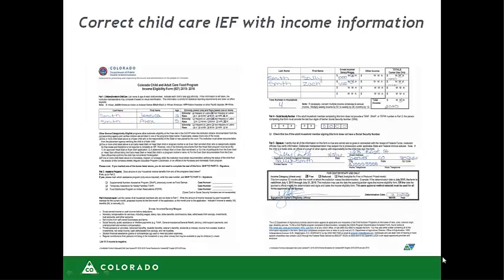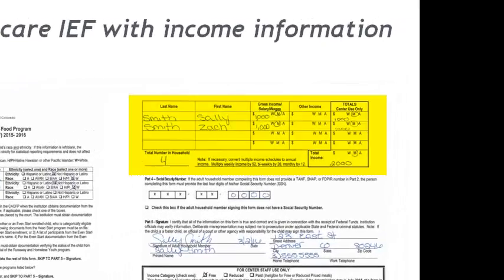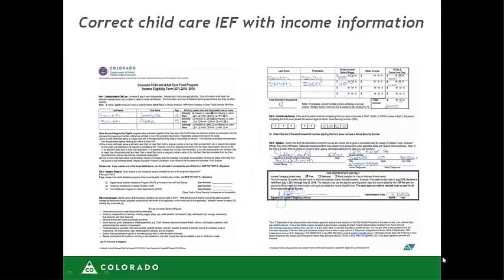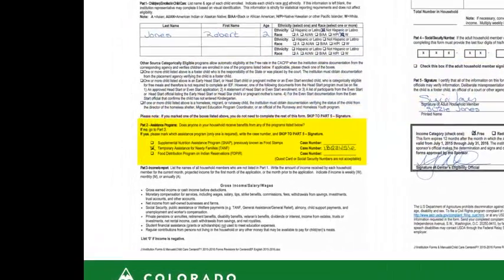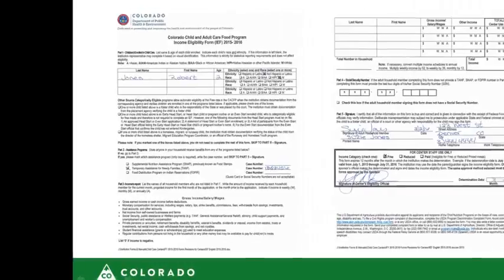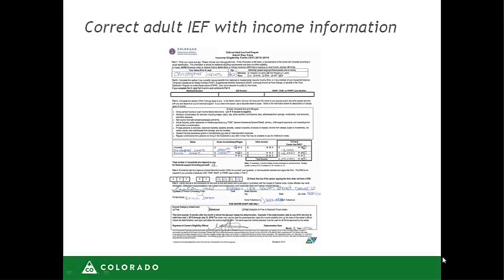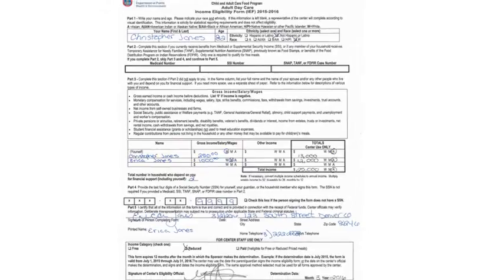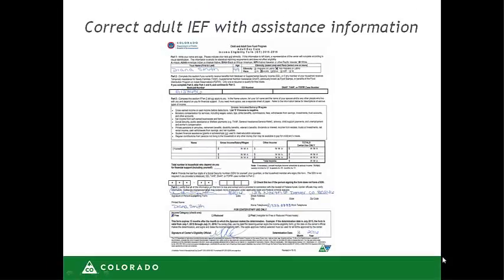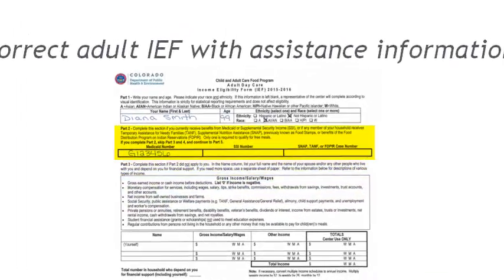This is an example of a complete and valid child IEF using income information. This is an example of a complete and valid child IEF using assistance program information. This is an example of a complete and valid adult IEF using income information. This is an example of a complete and valid adult IEF using assistance program information.